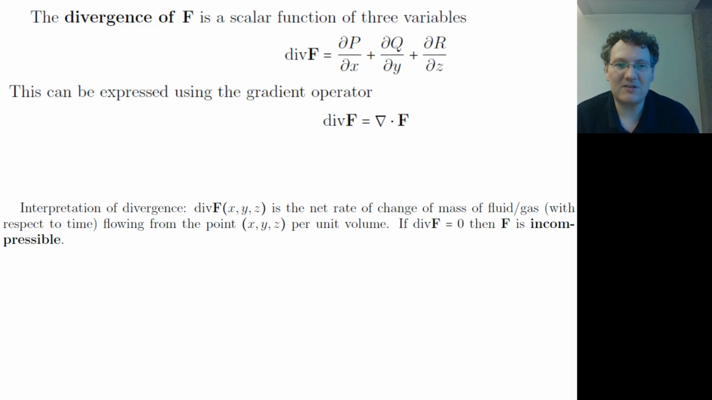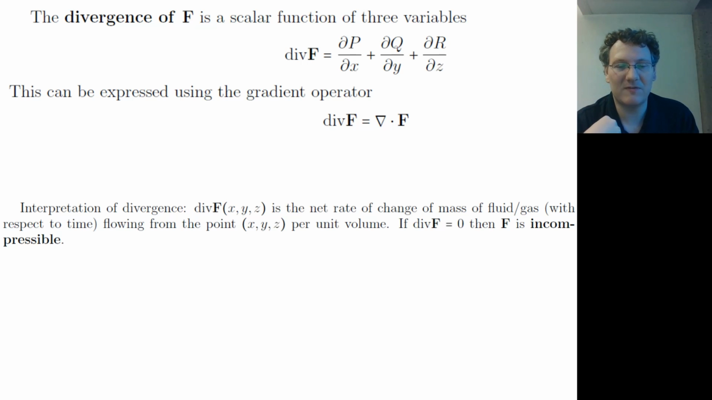The divergence is interpreted as the net rate of change of the mass of, say, a fluid or gas with respect to time at a point x, y, z, per unit volume. If the divergence is 0 everywhere, that means the vector field is incompressible.